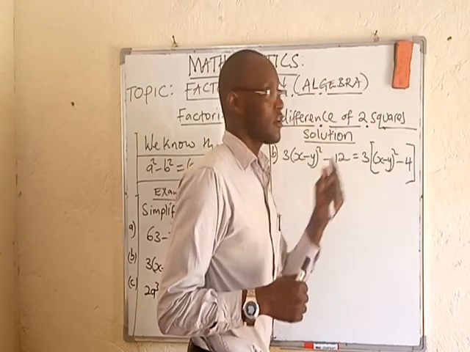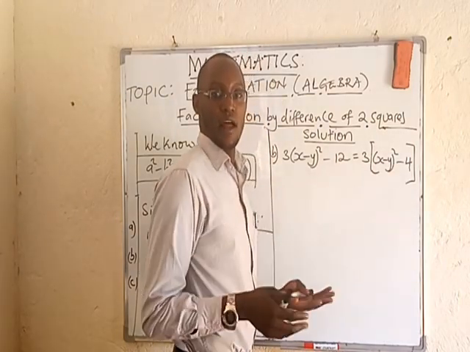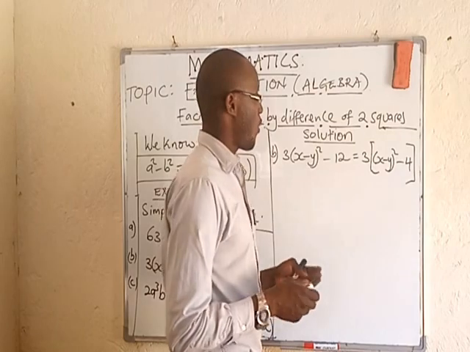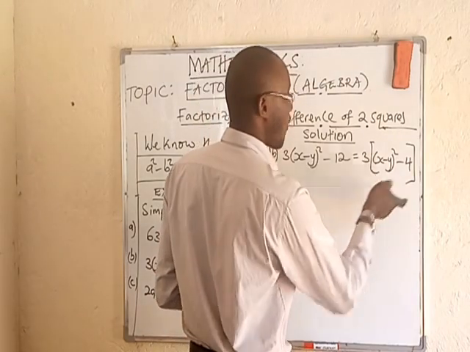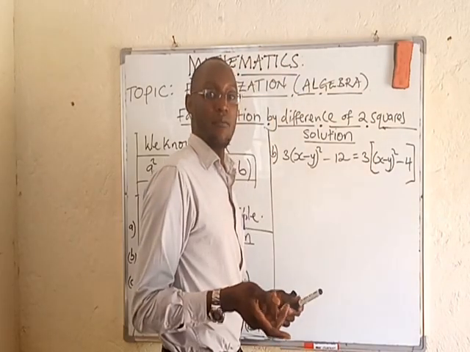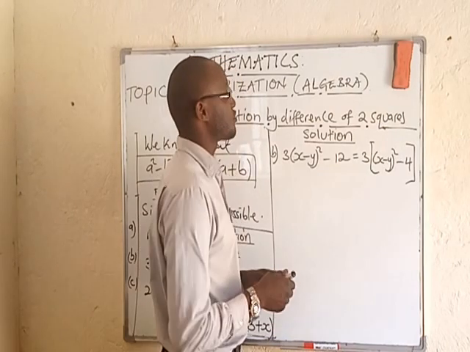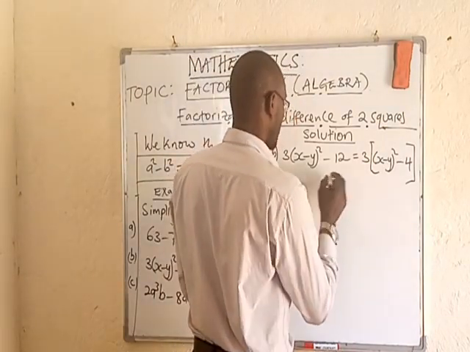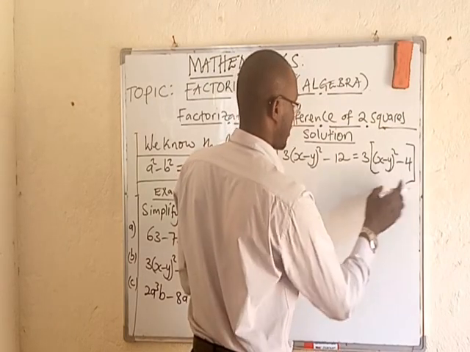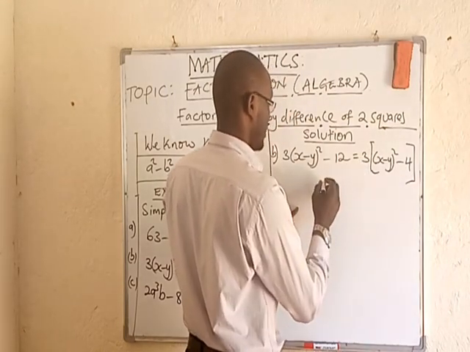But 4 is not a square. But it is a square number. It can be made a square. Oh, wonderful. So 4 into a square number, in terms of a square, what do we get? Oh, it is 2 squared. Very, very good.